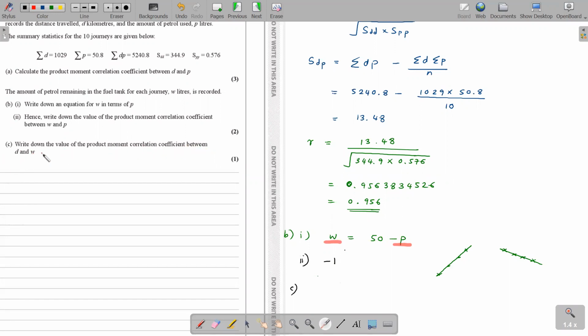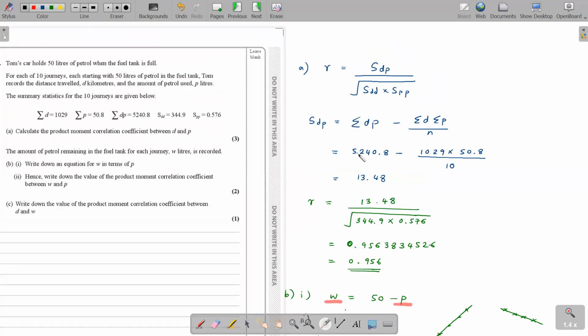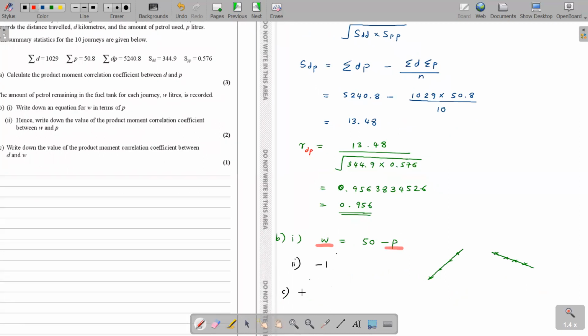So what do you mean D and W? Now again, D is the distance travelled. Again, W is the petrol that's remaining. Do we have D and W in a perfect straight line? Earlier we had the coefficient between D and P, right? This R value we found was for D and P. So now we want the R value for D and W. So what do you think about this?